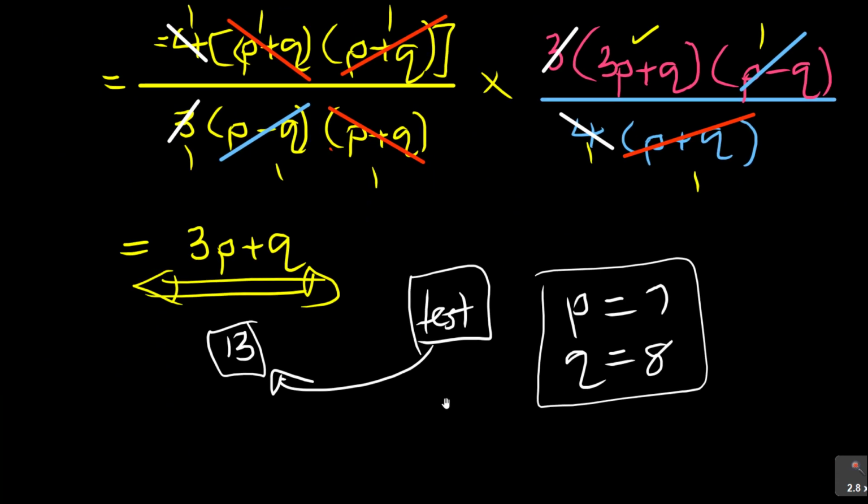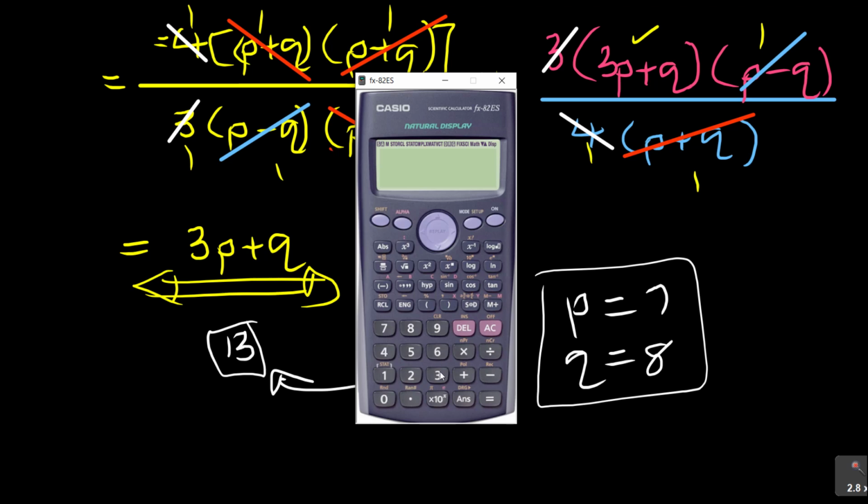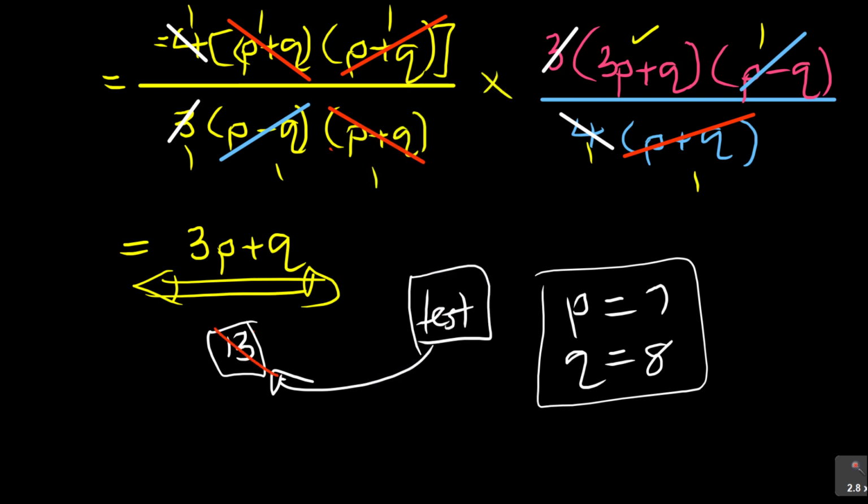I got a 29. Let's do it again. The final solution. Let's test again. Remember, P is 7 and Q is 8. Let's test it again. 3 times 7 plus, not minus, 3 times 7 plus 8. There is the 29. I think I said minus in the other one. That's why I got a 13. It's supposed to be plus. See, so be careful how you test this. 29. So what does it mean? It's correct, guys. That's how you do that.